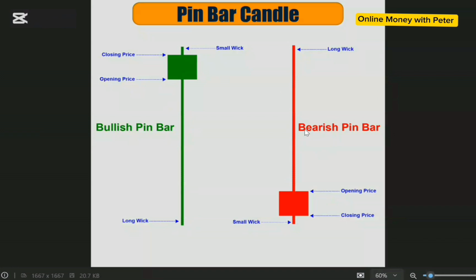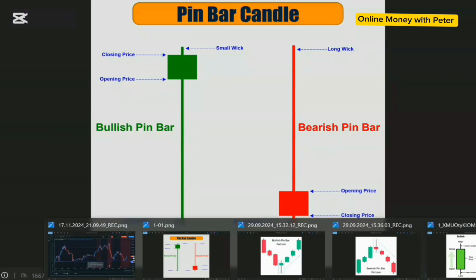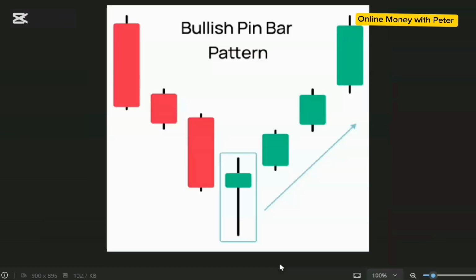Now let us look at an example on the chart and see what I'm saying. So let's start with the bullish pin bar. Like I said previously, it must be on an uptrend. For a bullish pin bar to be reliable, it must be on an uptrend.